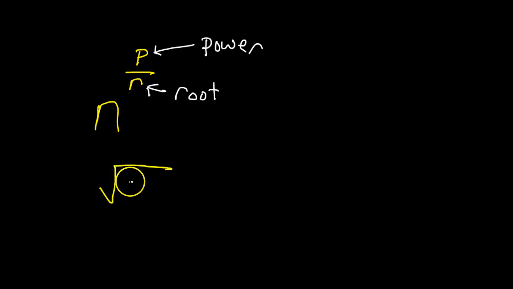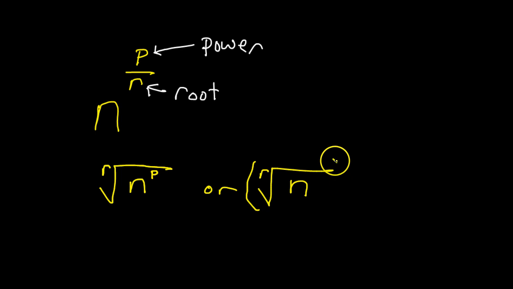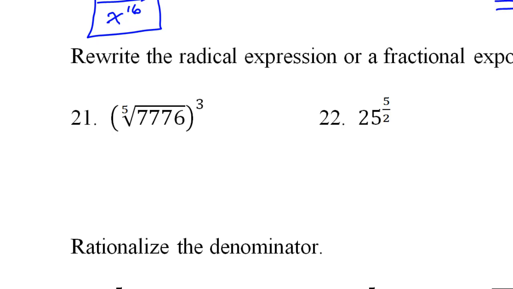Alright, so r is the root, so that goes here, and p is the power. Now I can either take that power and put it on the inside of the radical like this, or, since r was the root, I could take that power and put it on the outside like that. Whichever is more convenient based on the problem. But the key is power over root. Power over root. Focus on that.